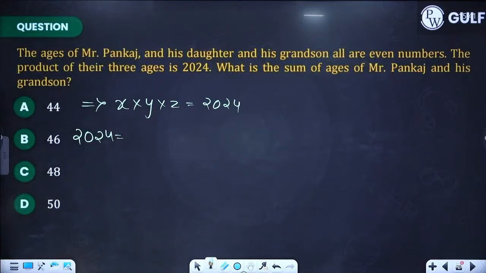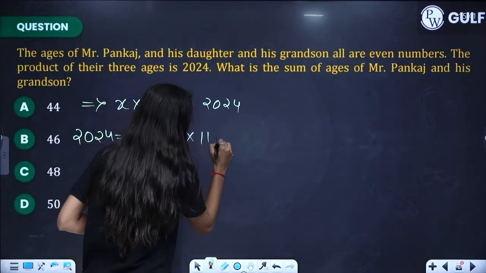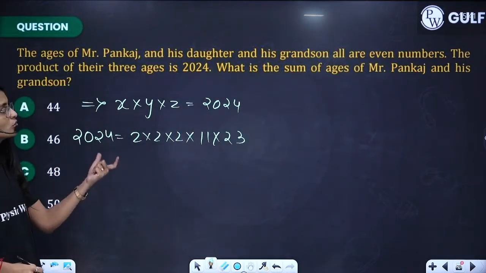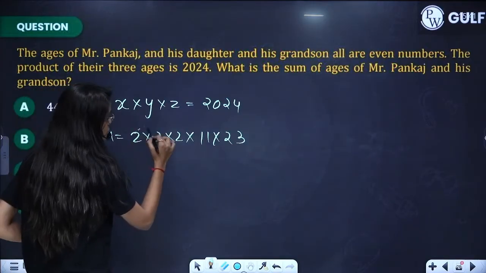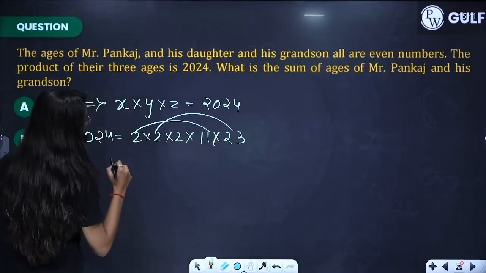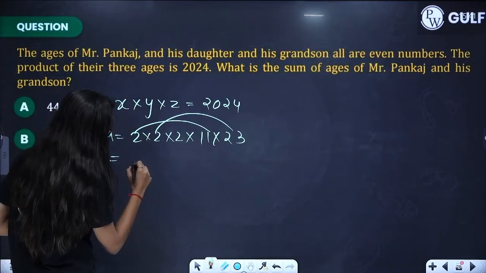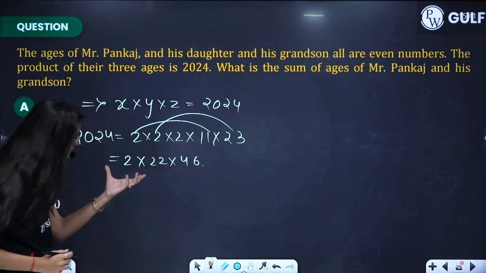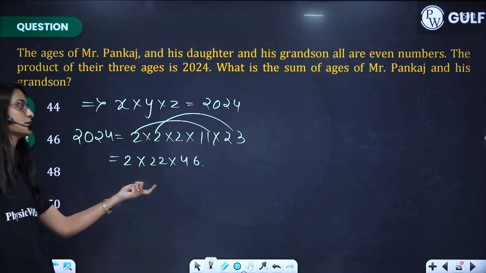See, if you try to prime factorize this number 2024, what you are getting is 2 cross 2 cross 2 cross 11 cross 23. Now, how to obtain the ages as an even number? Can I give this 2 to 11 and one more 2 to 23, so that I can obtain even numbers as the product? So I'll obtain 2 multiplied by 22 multiplied by 46. It's still multiplied and I'll be obtaining 2024 only. I have just rewritten the numbers.